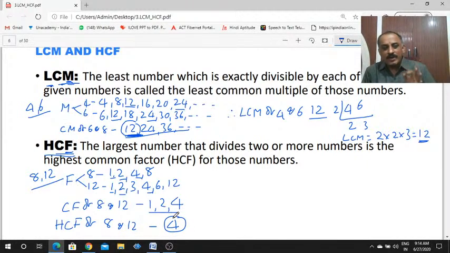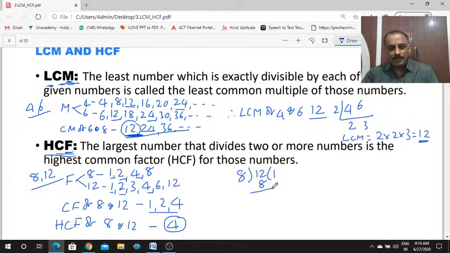Okay, but friends, don't follow this method. Why? Because, for example, find the HCF of two big numbers. Can you write all the factors of two big numbers? We can, but it will take time. So then, how to find the HCF of these two numbers without writing the factors? Here, one division method is there: big number divided by small number.